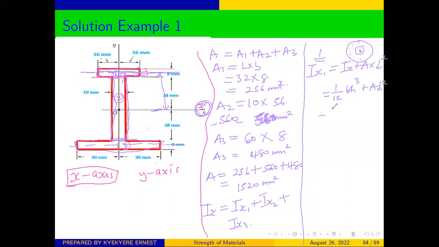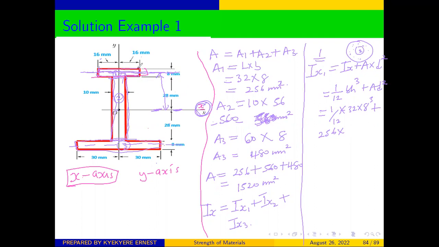So from the formula, the base of the rectangle is 32, 16 plus 16, and the height is 8. And the area, which we calculated, is 256, times the distance between this x-axis we are determining the moment of area from and the centroid of that section. So from this to that is 28.